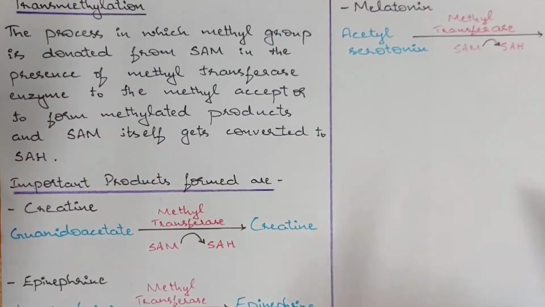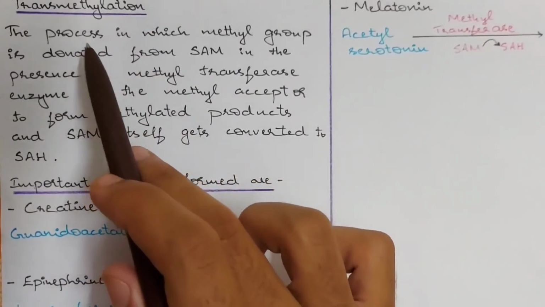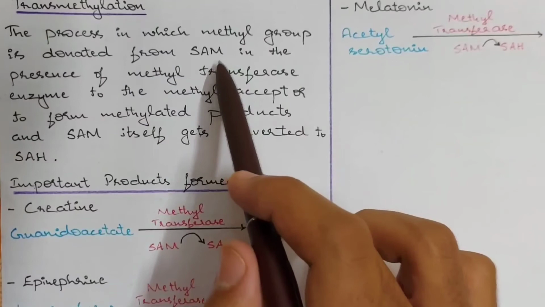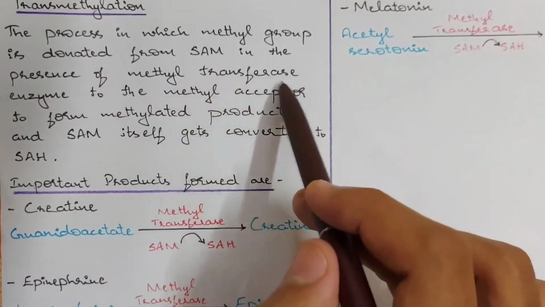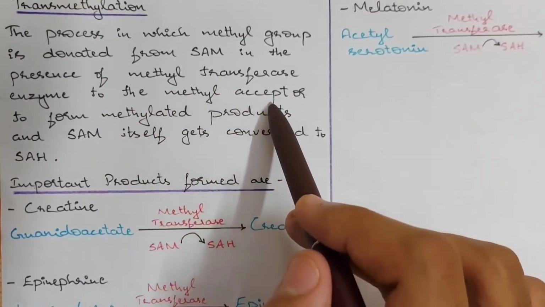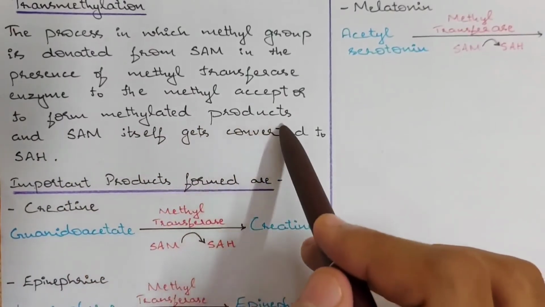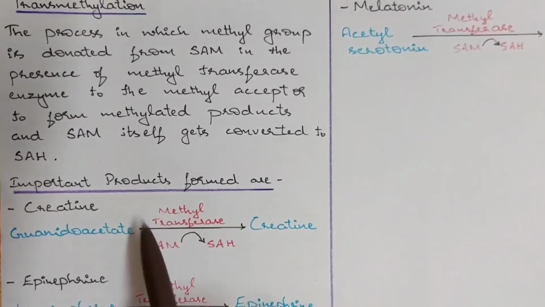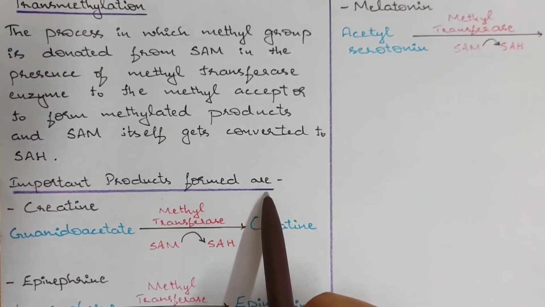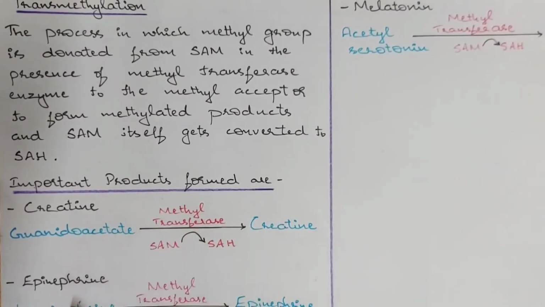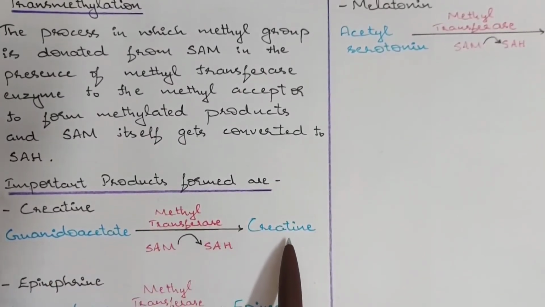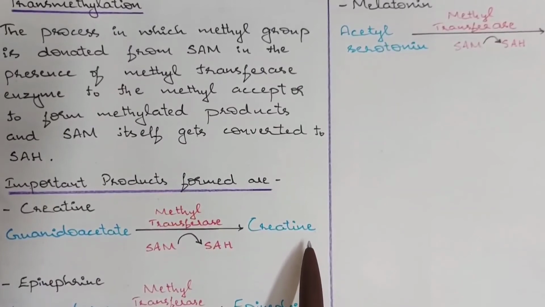Now we shall study about transmethylation. Transmethylation is the process in which a methyl group is donated from SAM in the presence of methyltransferase enzyme to the methyl acceptor to form methylated products, and SAM itself gets converted to SAH. Important products formed from transmethylation reactions are creatine. Guanidoacetate is methylated by SAM to form creatine. Creatine phosphate is a high energy phosphate in muscle.